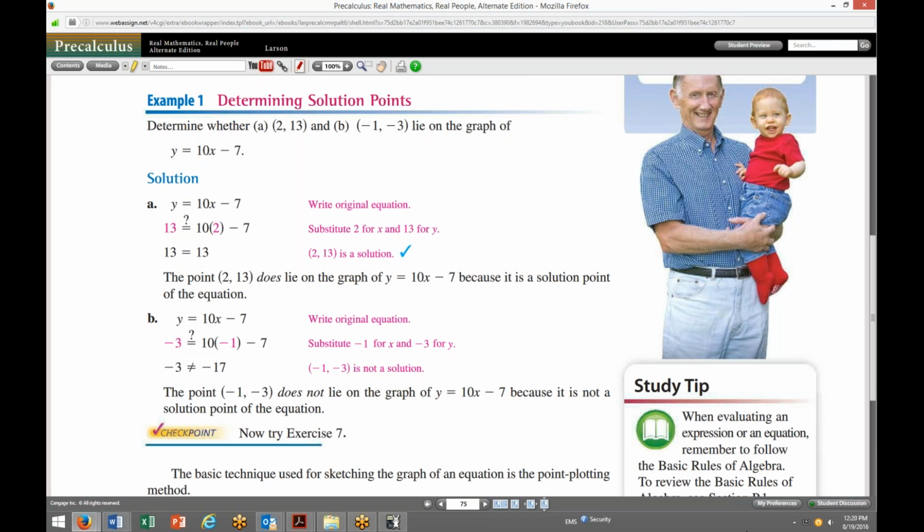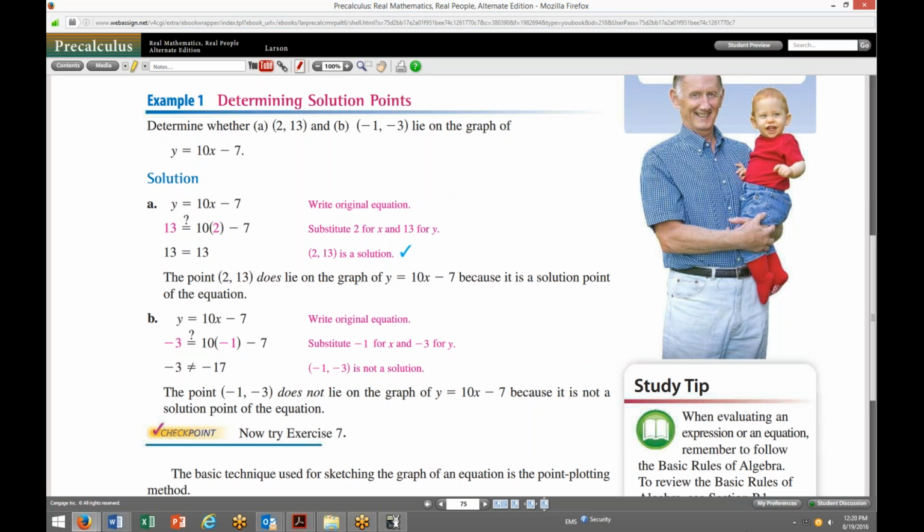The second one, (-1, -3). When we plug in -3 for y on the left and -1 for x, we get -3. Is it equal to 10 times -1 minus 7? Well, 10 times -1 is -10. Take away 7 more, it's -17. And clearly not. -3 is not equal to -17.